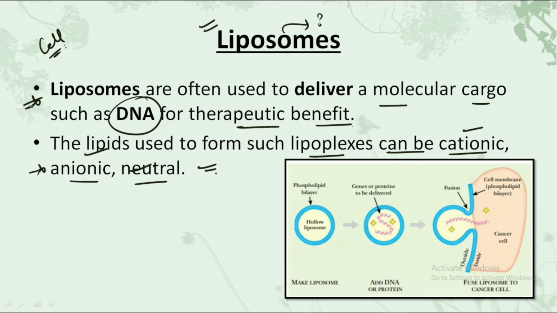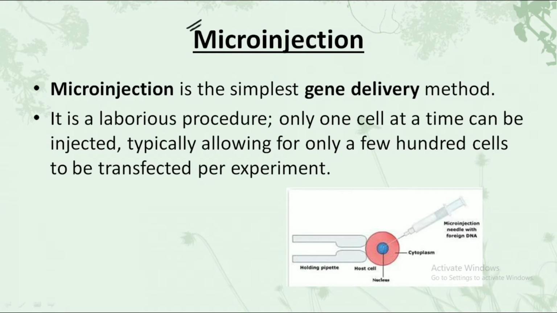So in liposomes, we are using liposomes which contain a phospholipid bilayer around themselves. Initially we have a hollow liposome, and in this liposome we are inserting the genes or the proteins that we want to deliver. These liposomes are acting as a carrier for the DNA that we want to inject. As a result, the liposome fuses with whichever cell that we want to. In this case, we are talking about the fusion of the liposome to the cancerous cell, and then we have our final function performed.